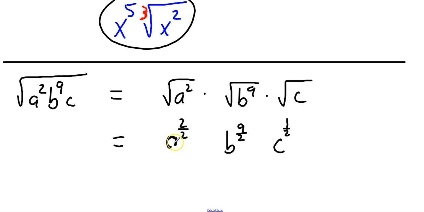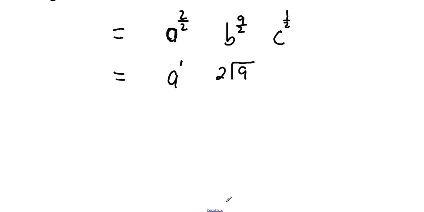And then from there, just take it one piece at a time. You've got 2 divided by 2, so that's a to the 1st. With the b, again, we want to divide it, so we've got 2 divided into 9. That'll go 4 times with 1 left over. And with the c, in that case, you've got a 1/2. There's really nothing you can do with a 1/2 because it's in simple.